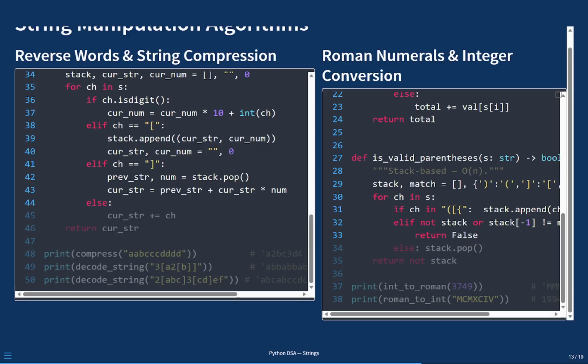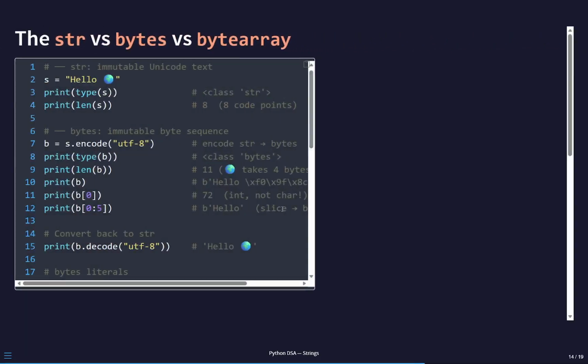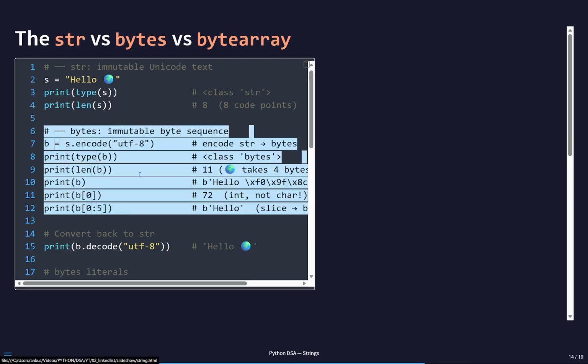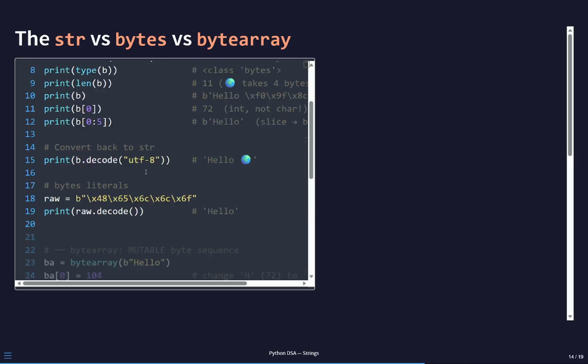Python has three closely related binary and text types, and understanding when to use each prevents a class of bugs that can be very hard to diagnose. Click. str is immutable Unicode text. len("hello 🌍") is 8 code points, including the emoji as 1 character. It's what you use for all text operations.